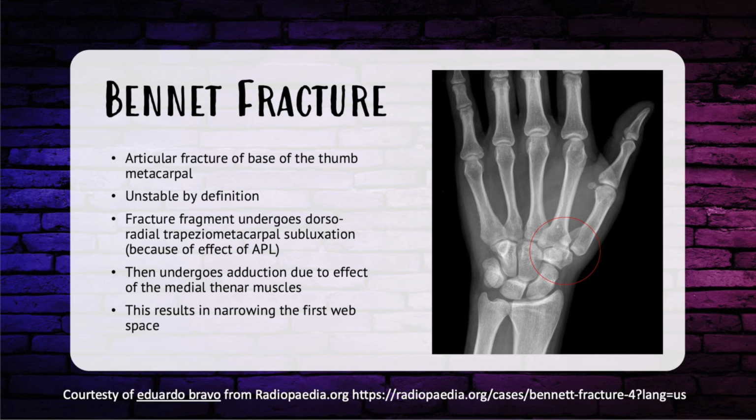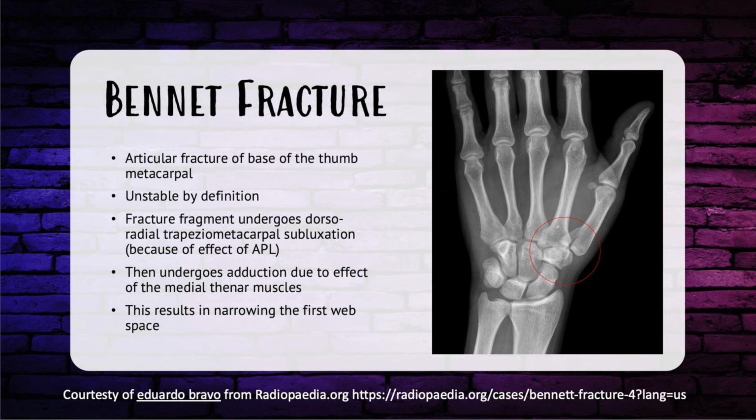The Bennett fracture is really a fracture subluxation type of injury. The fracture fragment first undergoes dorsal-radial trapeziometacarpal subluxation due to the effect of the abductor pollicis longus, then undergoes adduction due to the effect of the medial thenar muscles. This in turn narrows the first web space. Treatment starts by attempting reduction. Reduction is done by putting the thumb into axial distraction, pronation, and abduction of the first metacarpal shaft while simultaneously applying external pressure at the radial base of the metacarpal.